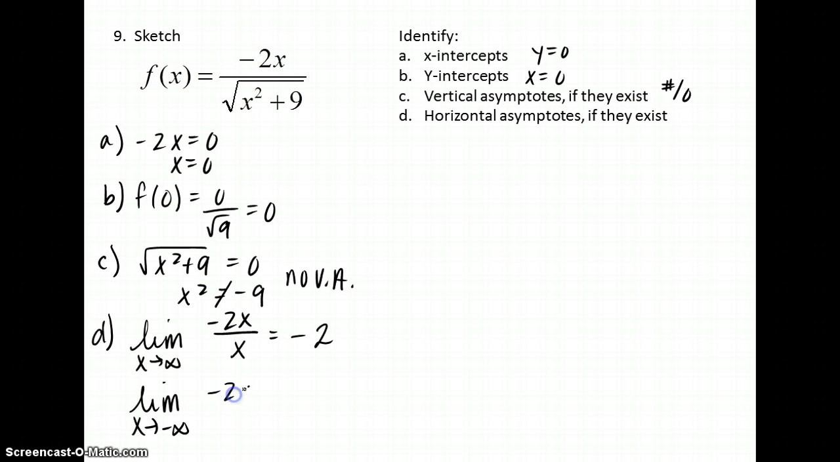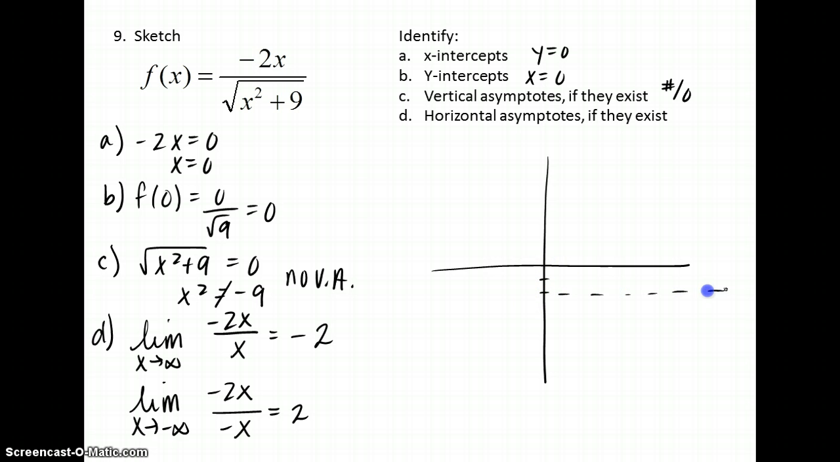As x approaches negative infinity, however, the square root of x squared simplifies to negative x, which gives us a horizontal asymptote at 2 as well. Alright, so as x approaches positive infinity, the horizontal asymptote will be at negative 2. As x approaches negative infinity, the horizontal asymptote will be at positive 2. And then we know our x and y intercepts are at 0. So just satisfying all the conditions, and we know no vertical asymptote exists, so that would be the sketch of the function.